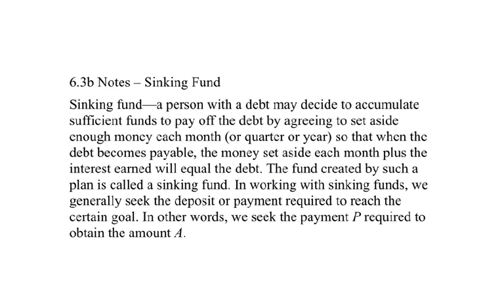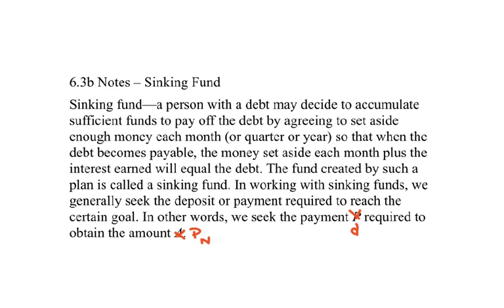In working with sinking funds, we generally seek to know the deposit or the payment required each month or each year or semi-annually to reach the certain goal. In other words, we seek the payment P required to obtain the amount A. Well, in our case, we use different letters, and we're trying to find out the D required to obtain P sub N. So we use different letters for our formulas. It's the same formula, however, compared to your book.